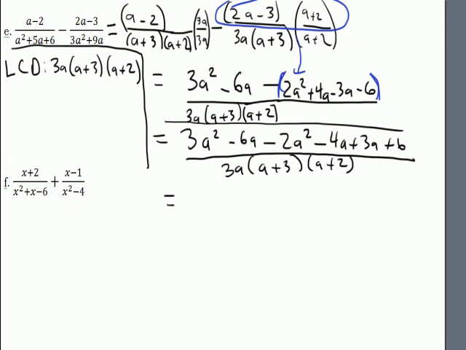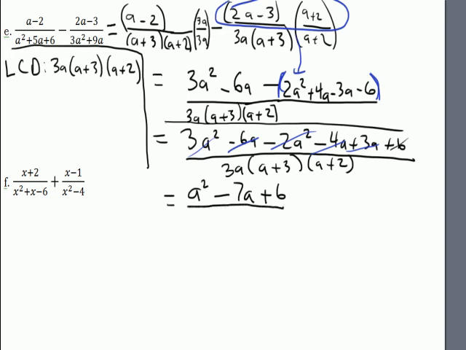This should equal, well, I got 3a squared minus 6a minus 2a squared. Now let's look for some like terms. I have a 3a squared and a minus 2a squared. Those combine to give me a squared. I have a negative 6a minus 4a, that's a negative 10a, plus 3a is negative 7a. And then it looks like I've got a plus 6 left, and I'll just do that in black.